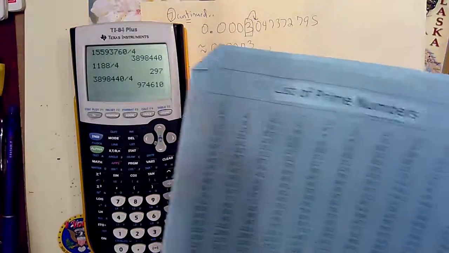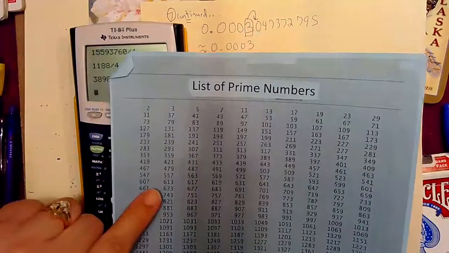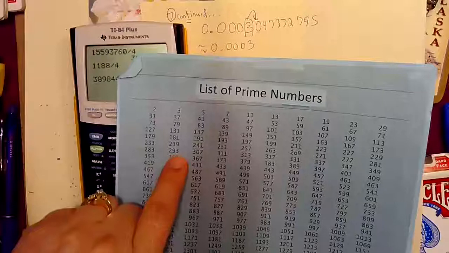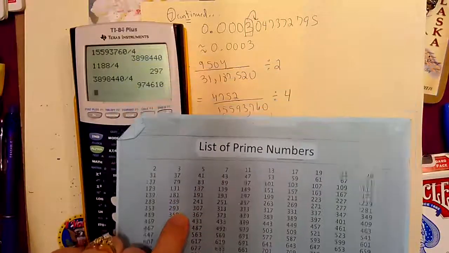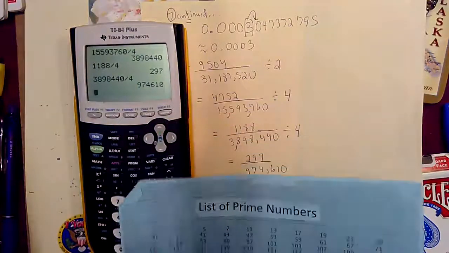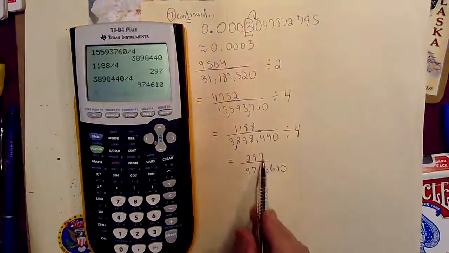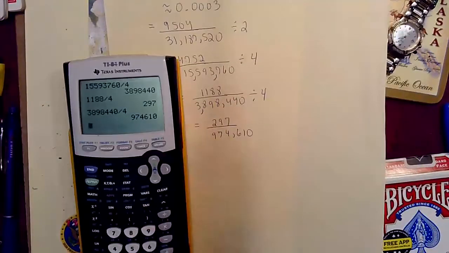But let me just see if 297 is on there. If it's on there, that means it's prime, but it's not. See 293, and then it jumps to 307. See how 297 is not on there? That means that it's not prime. That means it can be reduced. Now, it can't be reduced by 2 anymore, but maybe 3 will work. Let's see, 297 divided by 3.